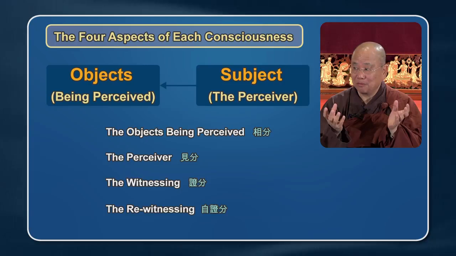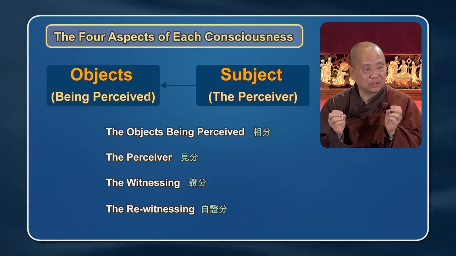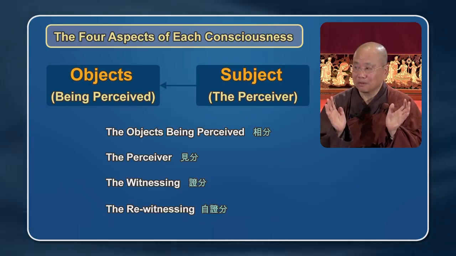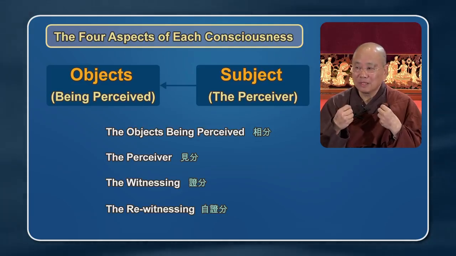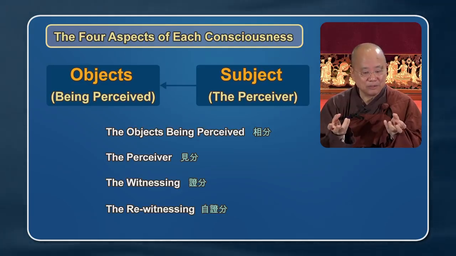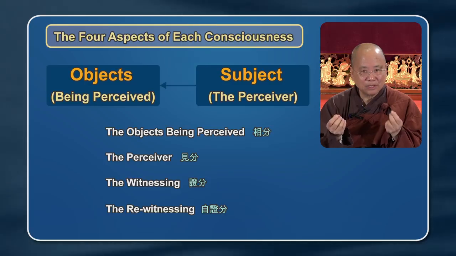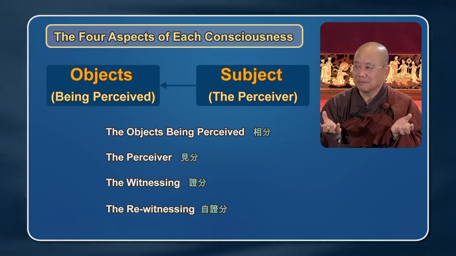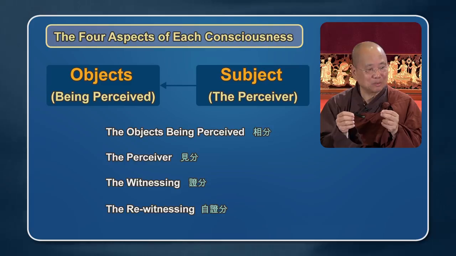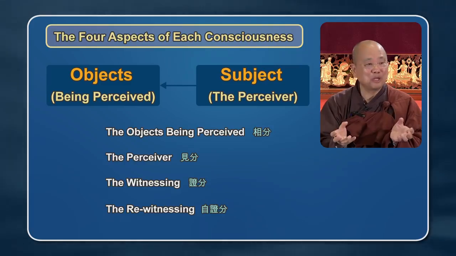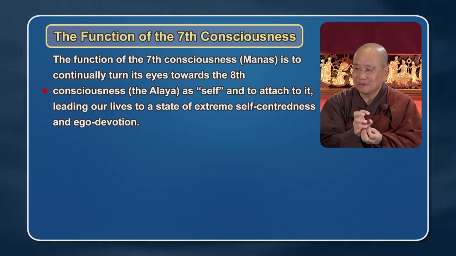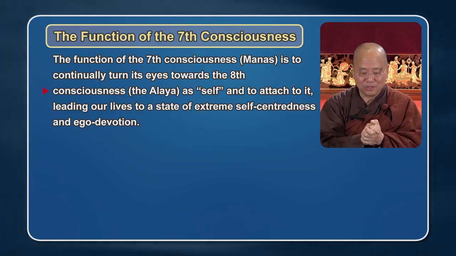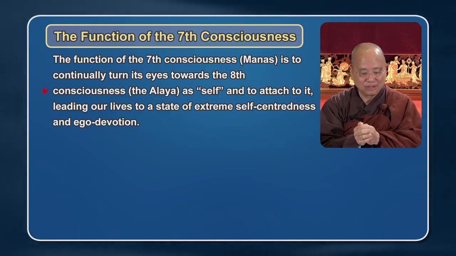As we said earlier, in each consciousness there are four parts. The most obvious are the perceiver and the state being perceived. In the seven consciousness, who is the perceiver? The seven consciousness, the manas, is the perceiver. What is being perceived? What is being attached to? The alaya consciousness, the eight consciousness.